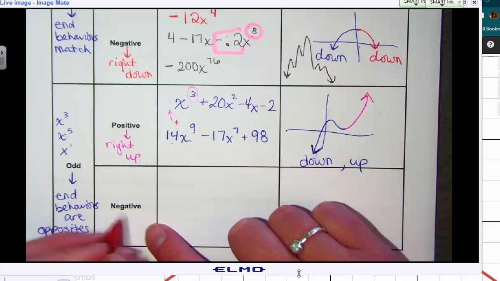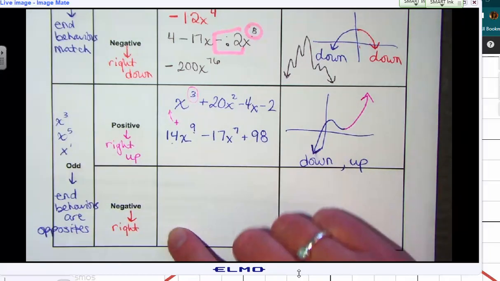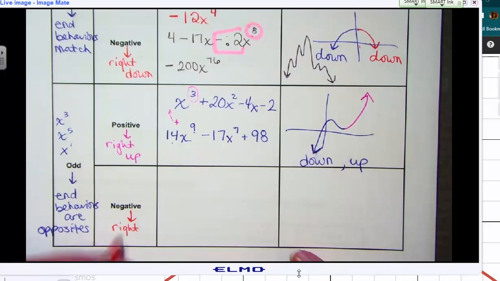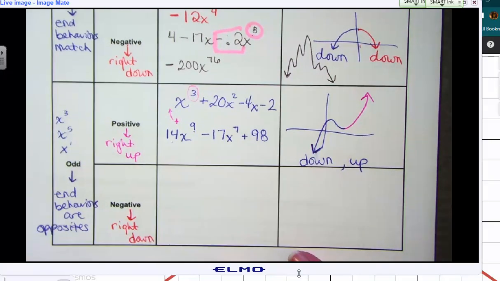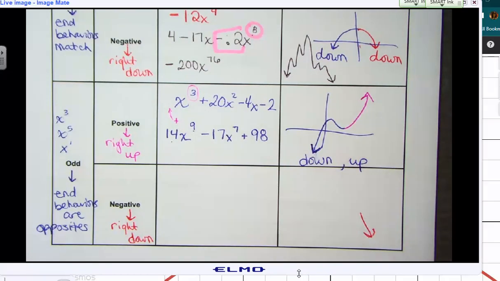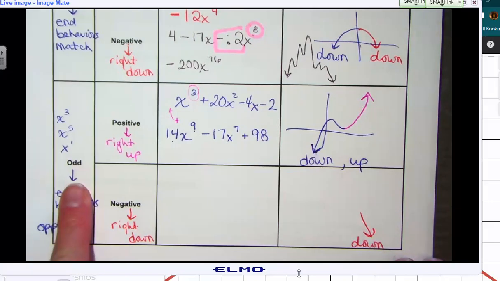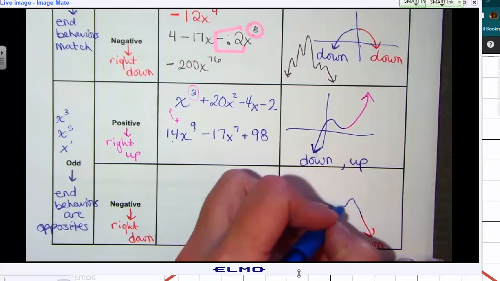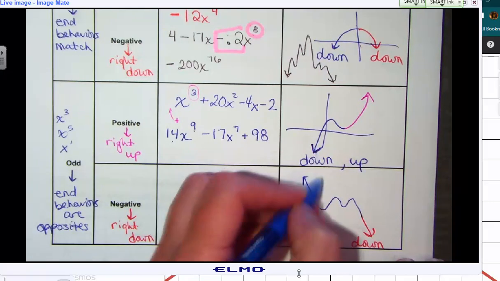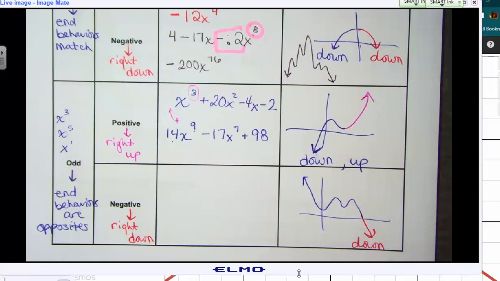So our negative leading coefficient still always tells us what's happening on the right side. Because it's negative, it's going to be a real downer of a graph. So overall, it's heading down on the right-hand side. The odd degree tells me that the left side is going to end up going opposite. Could have lots of wiggles in between there, I don't know. But it's going to be up on the left side, down on the right.